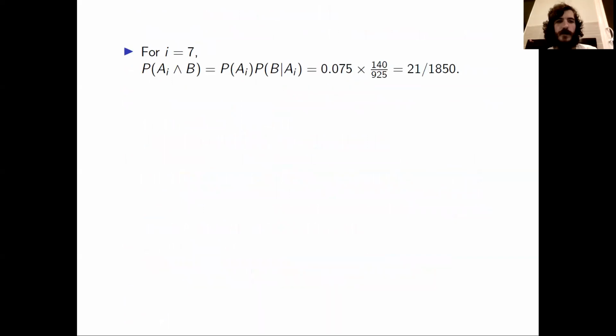For I equals 7, again, very similar calculation. The seventh worst team got 75 combinations. So P of AI in this case is 75 over 1,000. We get 0.075 for P of B conditioned on AI. We get the same numerator again, 140 there, but the denominator now is 1,000 minus 75. That gives us 925. And when we multiply these probabilities, it simplifies to 21 over 1,850.